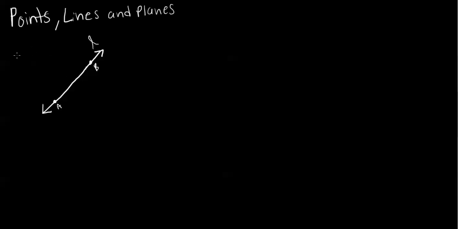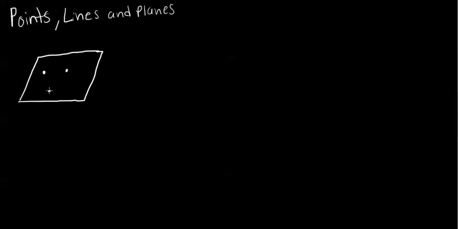Now we're going to look at a plane. A plane is represented by a flat surface that extends without end and has no thickness. A plane contains infinitely many lines. So this is what a plane would look like. And these are just a couple possible points you can have on a plane. Those are points A, B, and C.